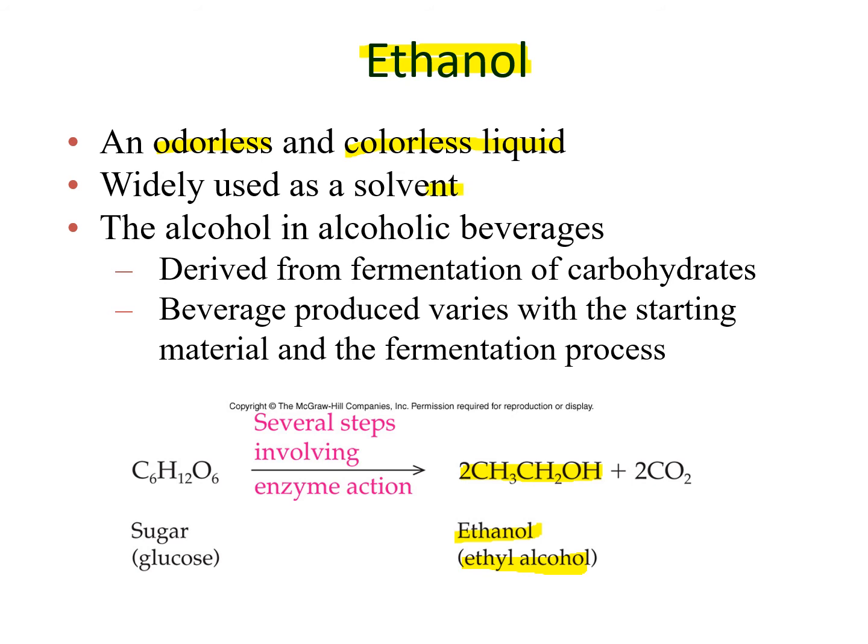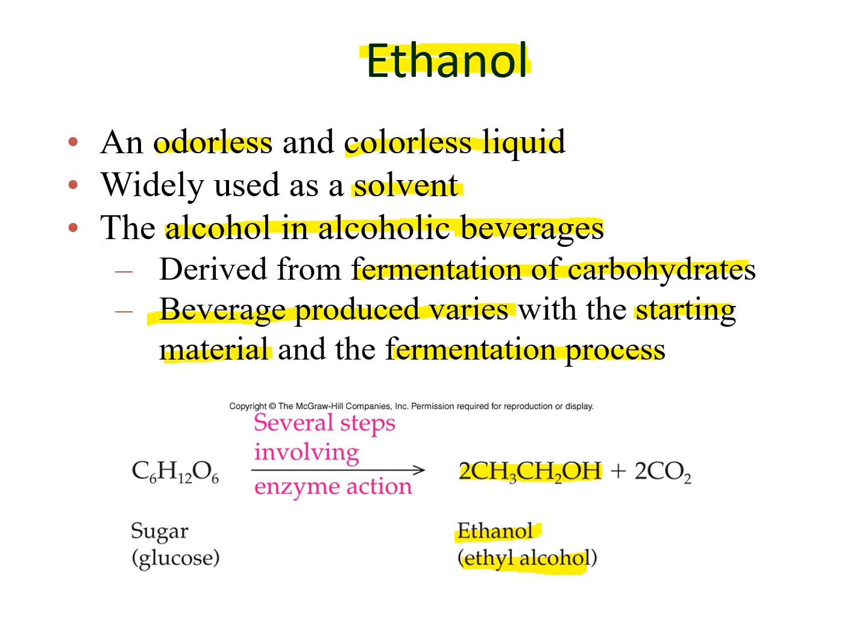Widely used as a solvent as well, just like methanol, and it is the alcohol in the alcoholic beverages, the drinks that are taken commonly by non-Muslims. It is derived from fermentation of carbohydrates. There is a process known as fermentation. Many reactions are involved, and these carbohydrates can be converted into this ethanol. And the beverages that are produced, the drinks that are made from it, will vary, in other words, it will be different from each other depending upon the starting material and the fermentation process.